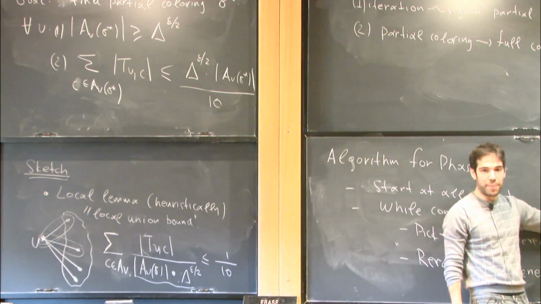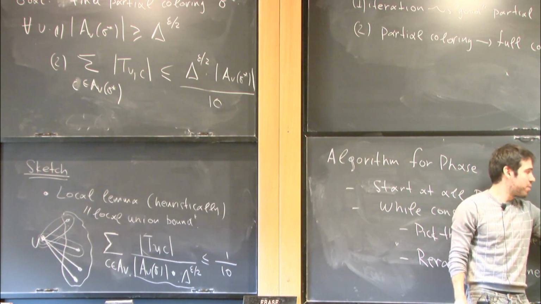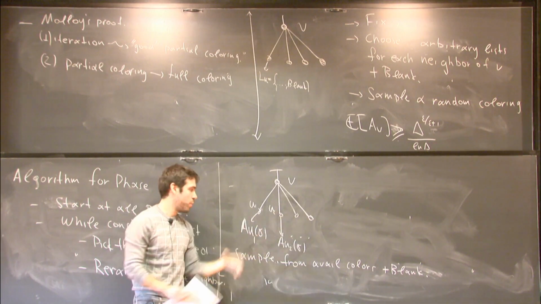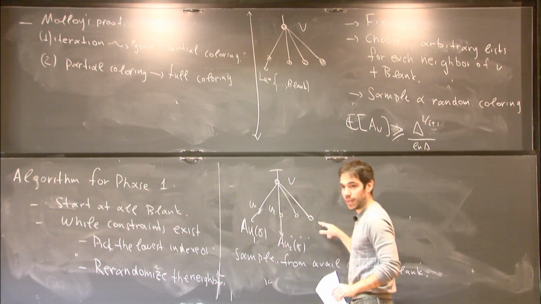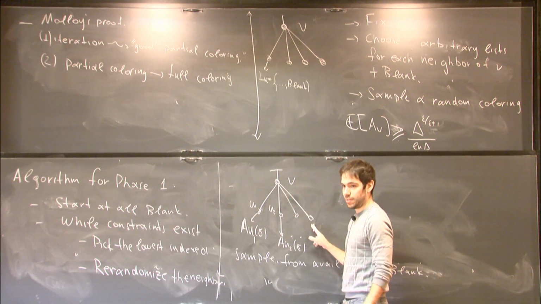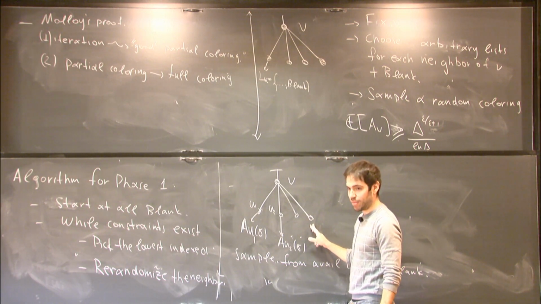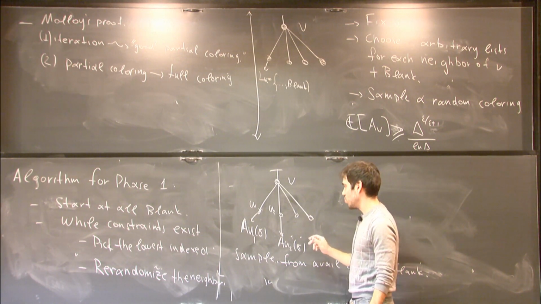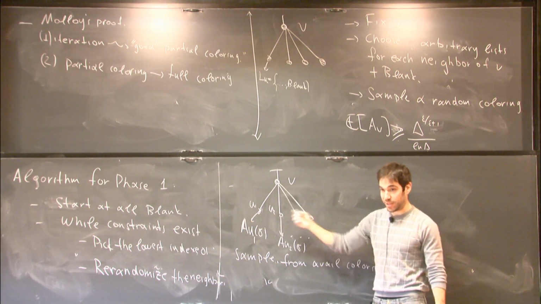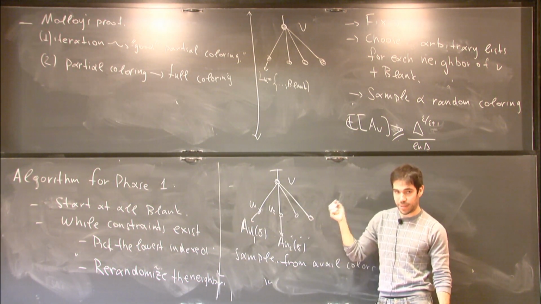Because you only take from the available colors plus blank, and because there are no edges in here, when you randomize the neighborhood you always pick from the available colors. That's important. We started with triangle-free, so you never violate the proper coloring because it's triangle free.